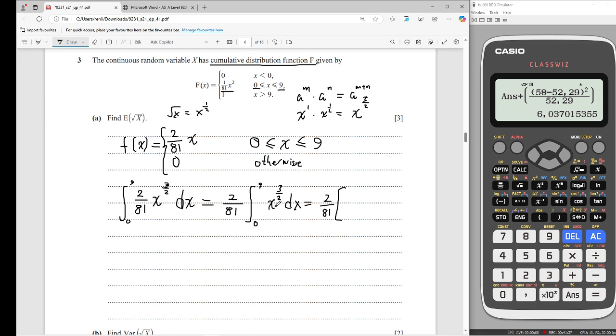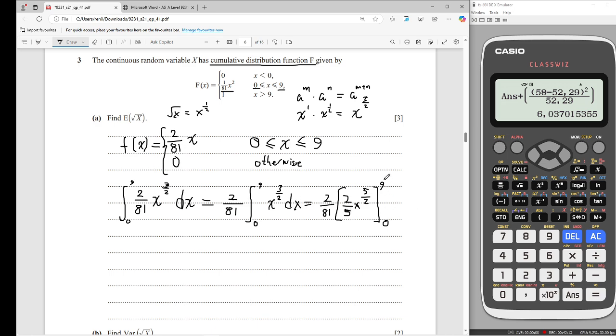Right, so to find the integral of x to the power 3 by 2, we can just add 1 to this exponent, which gives x to the power 5 by 2. Given that the coefficient is 1 over here, the fraction multiplied by 5 by 2 equals 1, so it's just going to be its reciprocal, 2 by 5, x to the power 5 over 2, with limits 9 and 0.